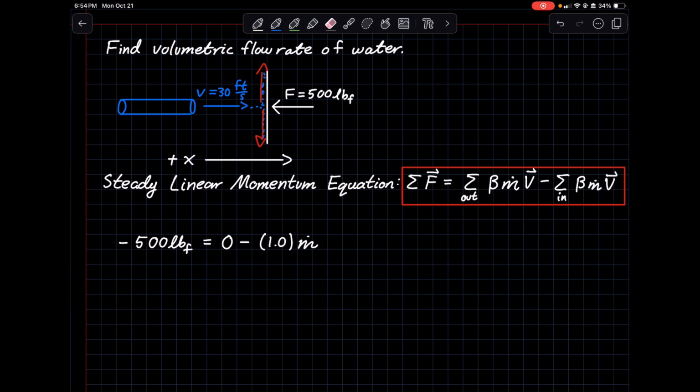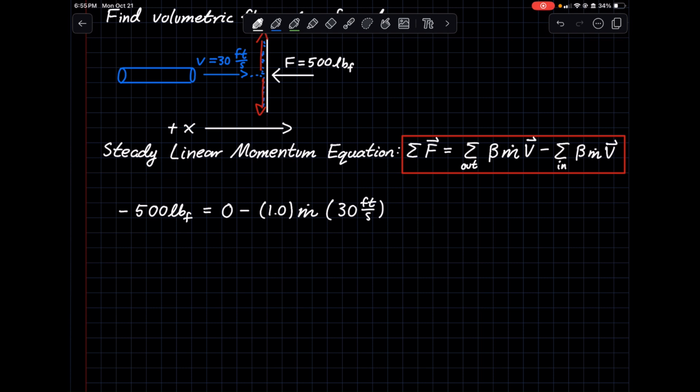And our velocity, we are given it at 30 feet per second. And we have to remember that this is going in the positive x direction. So everything inside of here, imagine we have some extra brackets. Everything in here is positive, so we are still subtracting. So let's go ahead and solve for m dot.